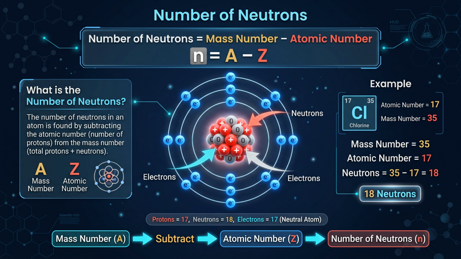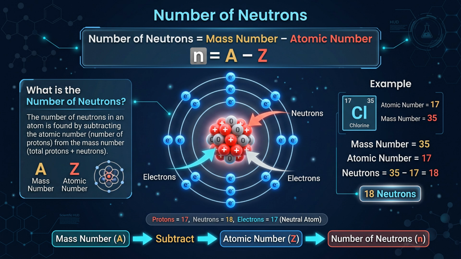Carbon-12 has an atomic number of 6 and a mass number of 12, so the number of neutrons is 12 − 6 = 6. Now consider another isotope of carbon called carbon-14. Carbon always has 6 protons, so its atomic number remains 6. However, carbon-14 has a mass number of 14. Using the neutron formula, 14 − 6 = 8, so carbon-14 contains 8 neutrons.